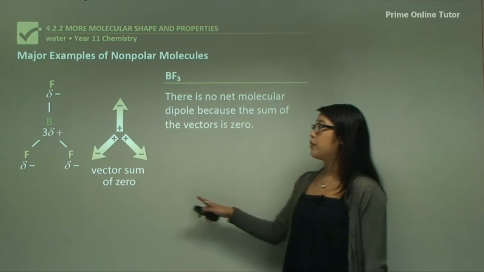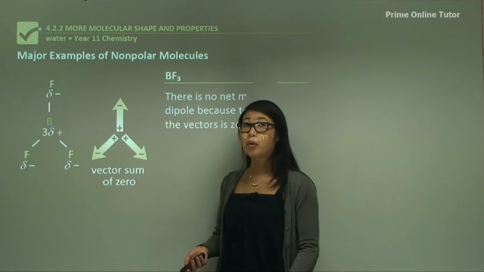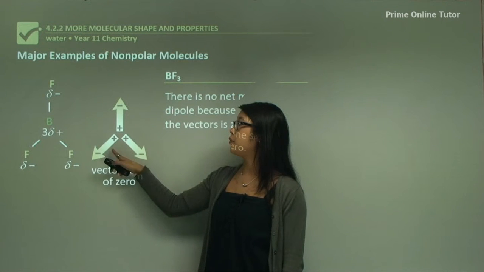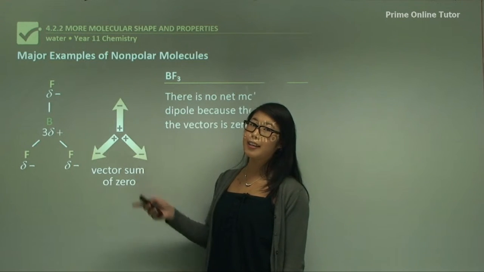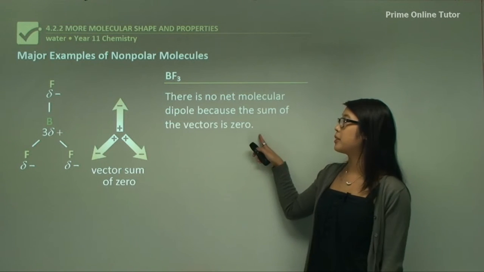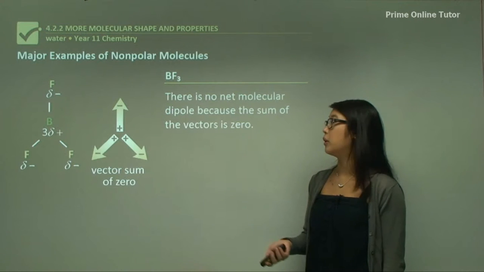So because we have 3 dipoles pulling in different directions, they all cancel out because they're all 120 degrees apart. They're pulling by the same amount and in opposite directions. We're going to add them together and it'll give us 0. So the whole molecule is going to be nonpolar.